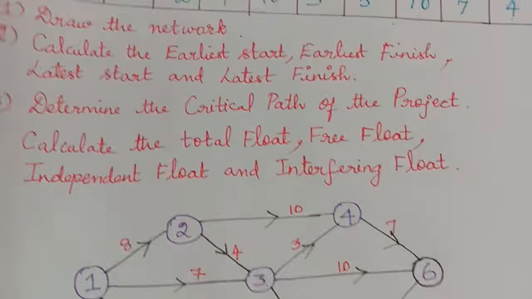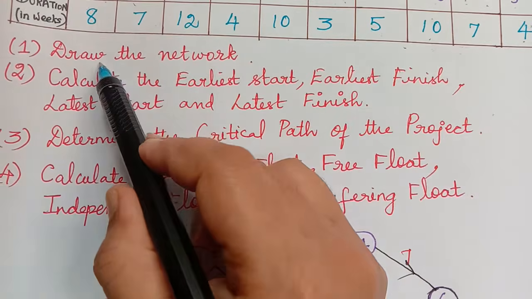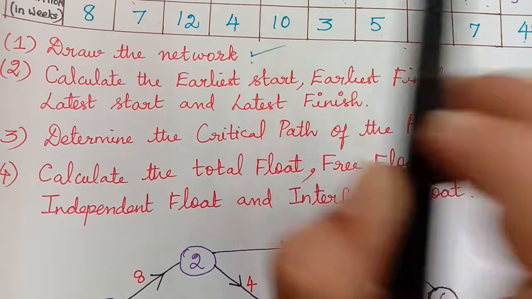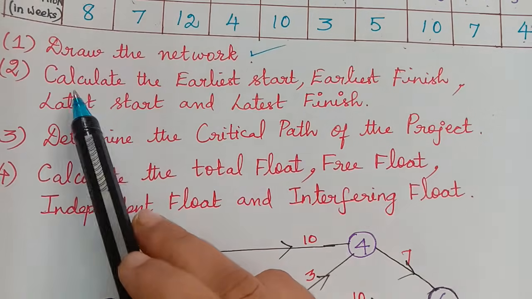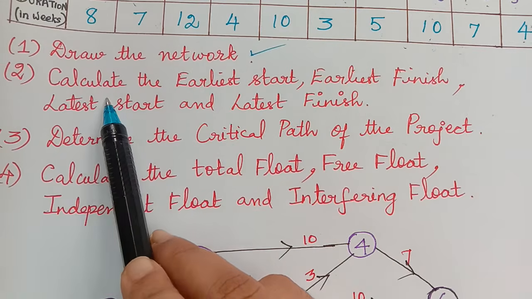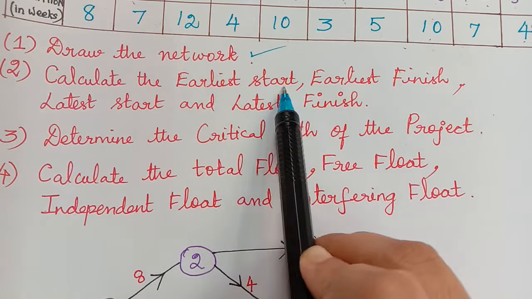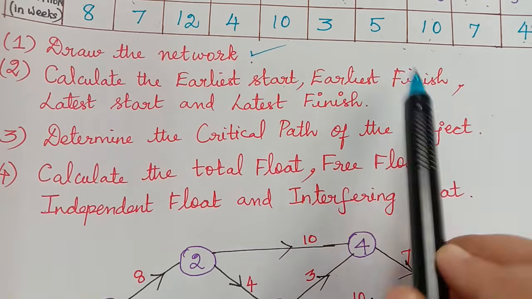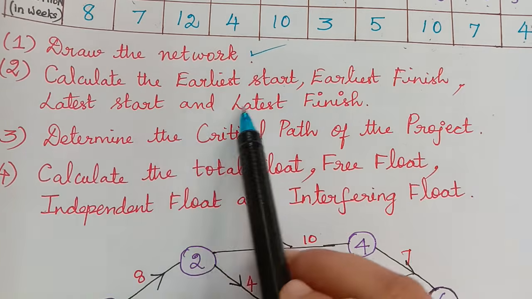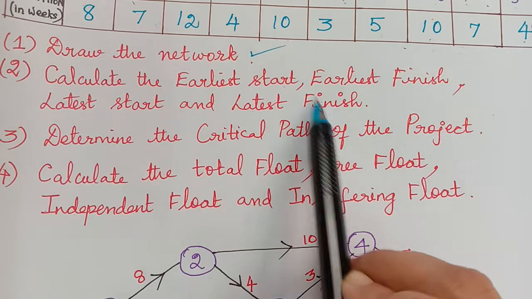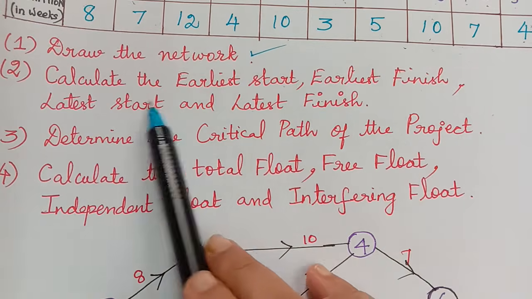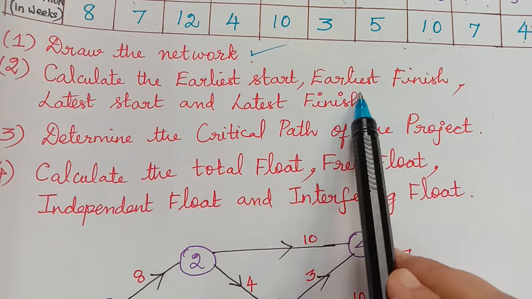So we are done with the first question. That is, the first question is draw the network. So we have finished this. Now here the second question is calculate the earliest start, earliest finish, latest start and latest finish. In order to calculate all this, we will prepare a table.